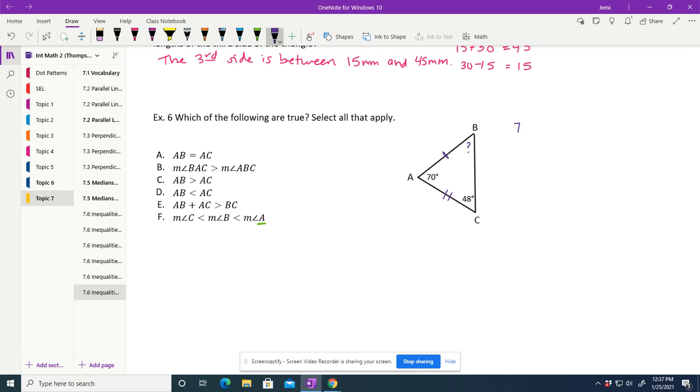So again, the interior angles of a triangle must add up to 180 degrees. So I'm going to do a little bit of math here to figure out that other angle. And I get 62. All right. So are these two equal? No. That's false.